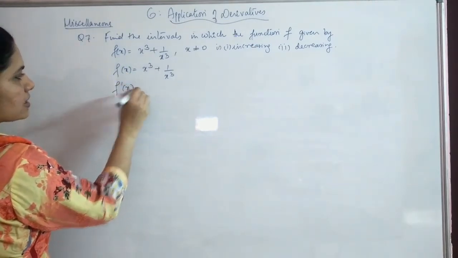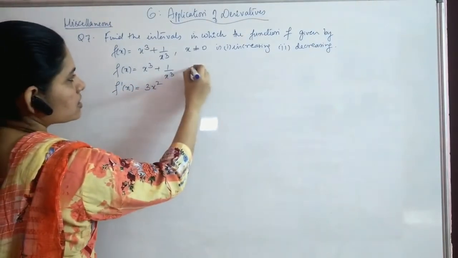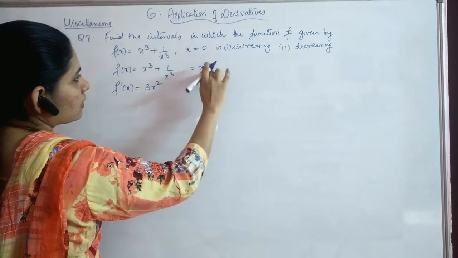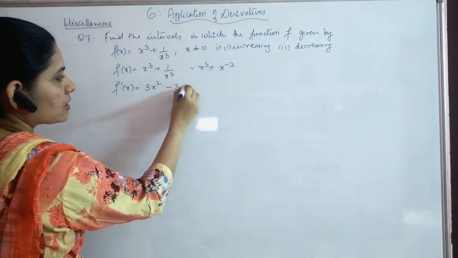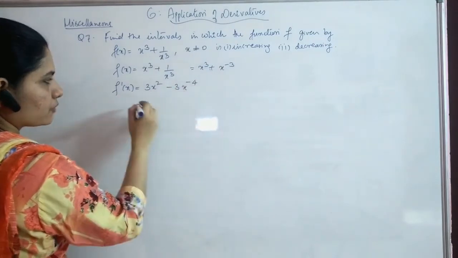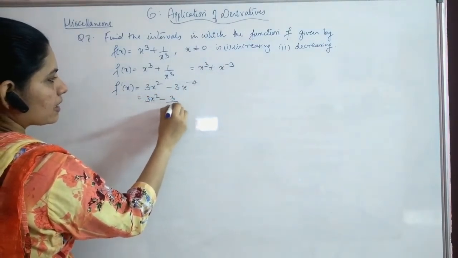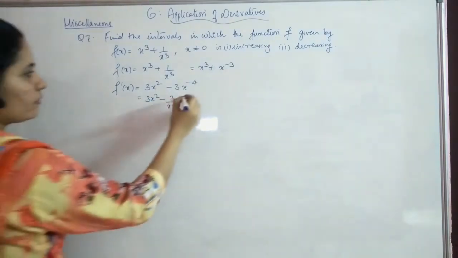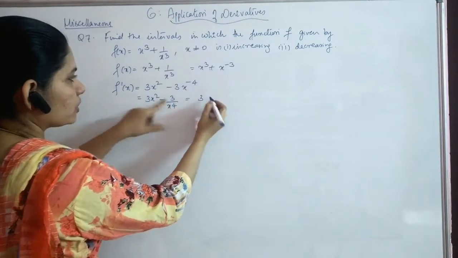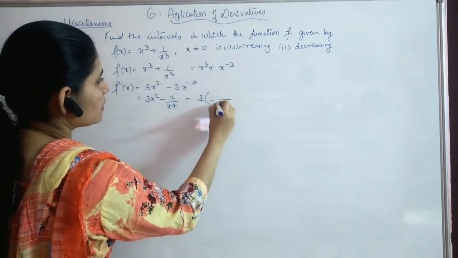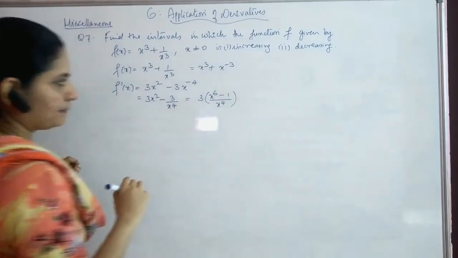F dash of x will give you 3x square plus, here what is this actually, x raised to minus 3. So you will get minus 3 x raised to minus 3 minus 1, that is minus 4. That is 3x square minus 3 by x raised to 4. Or else you can just take the LCM. 3 can be taken out from both the terms. Taking LCM will give you here x raised to 4, and this is x raised to 6 minus 1.